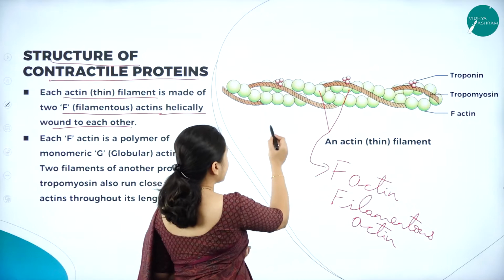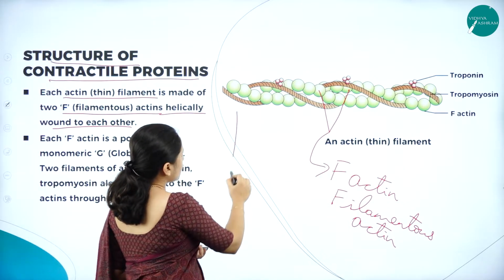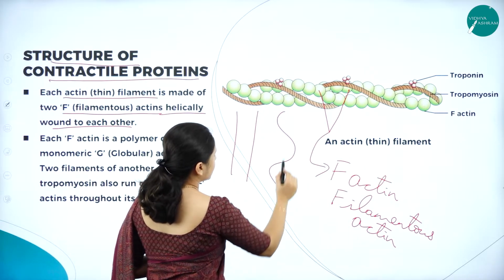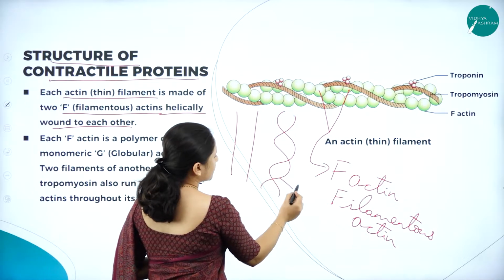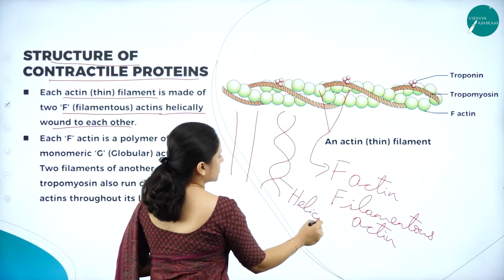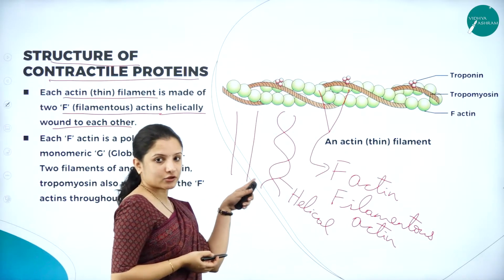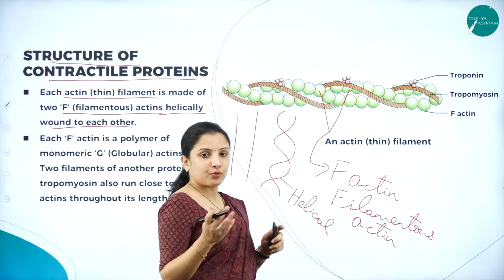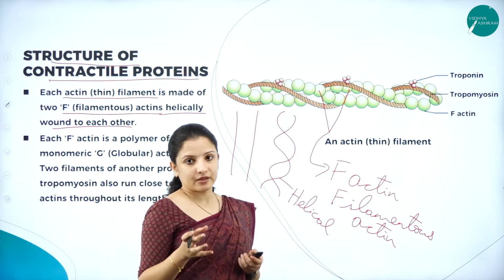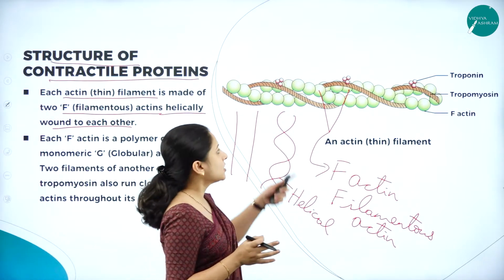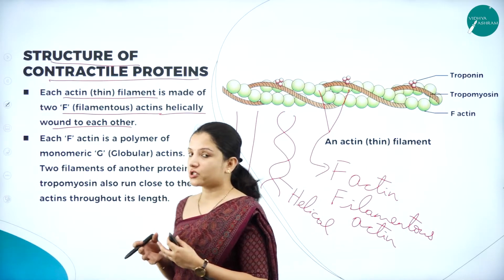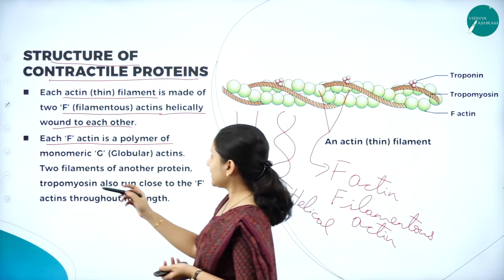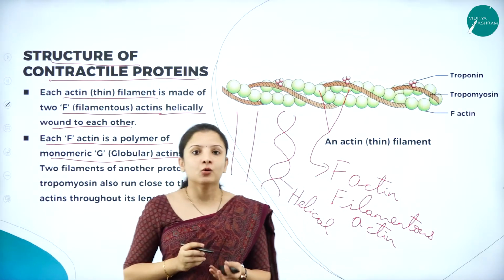What do we mean by helical? If two lines are there like this, they are parallel to each other. But if I draw the lines like this, wherein they are coiled to each other, it is called a helical structure. Just like the DNA is also a helical structure, right? Just like that here, the actin protein is made up of two F actin filaments, or filamentous actins, which are helically wound or coiled to each other, and each F actin is a polymer of monomeric globular actin. So, what are they made up of?